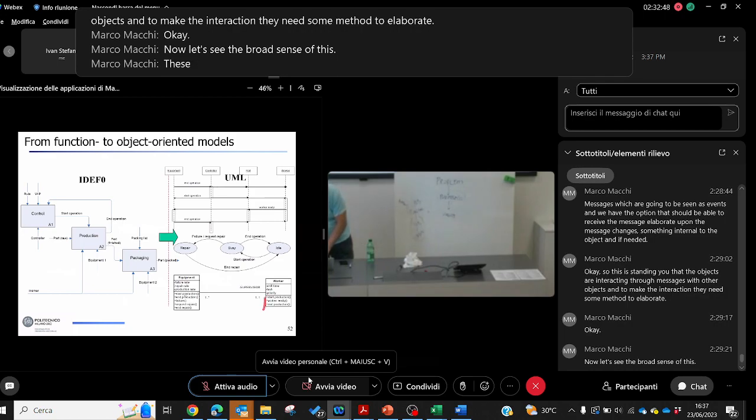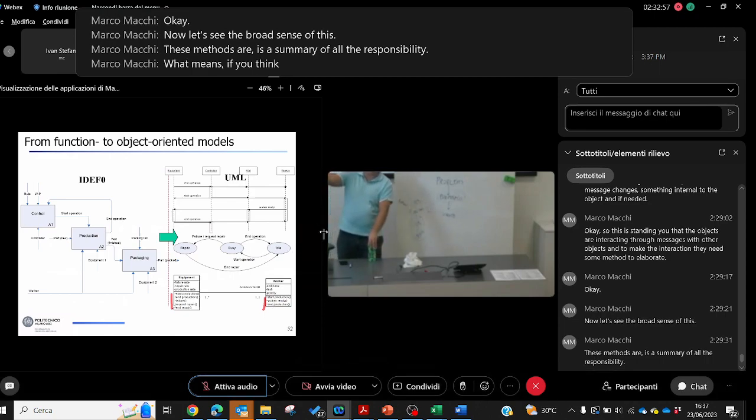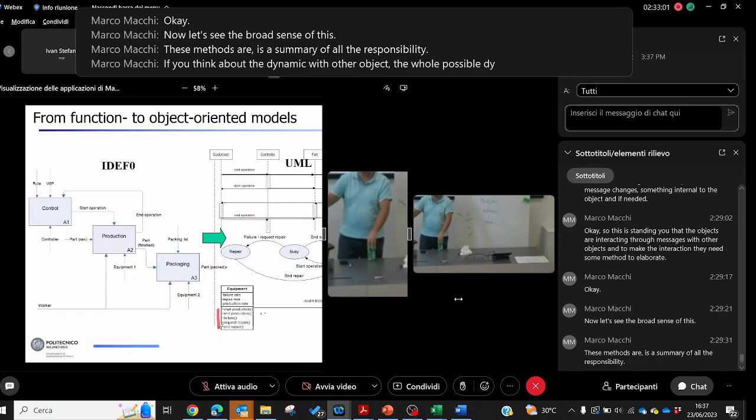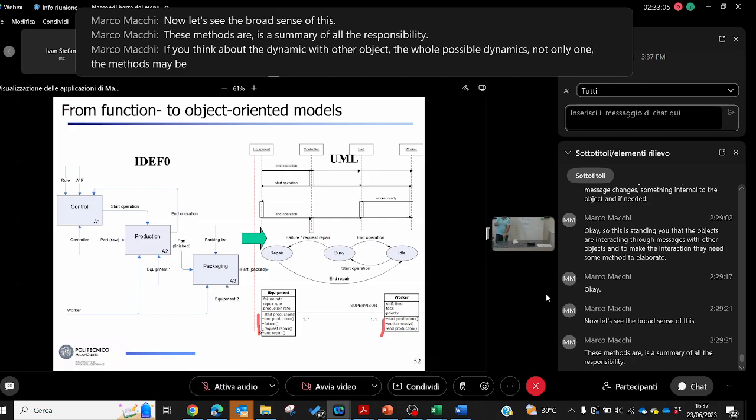This method is a summary of all the responsibility I may have. What does that mean? If you think about the dynamics with other objects, the whole possible dynamics, not only one. The methods may enable to interpret.